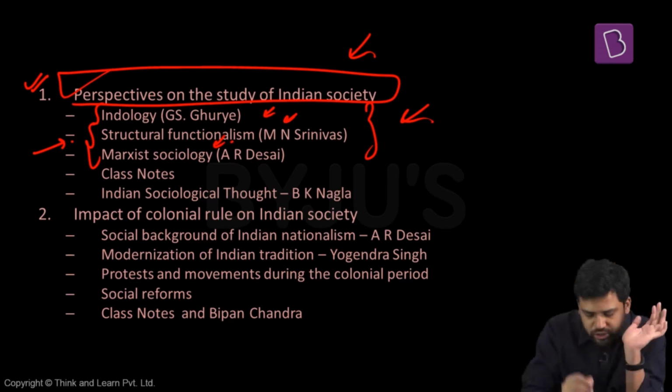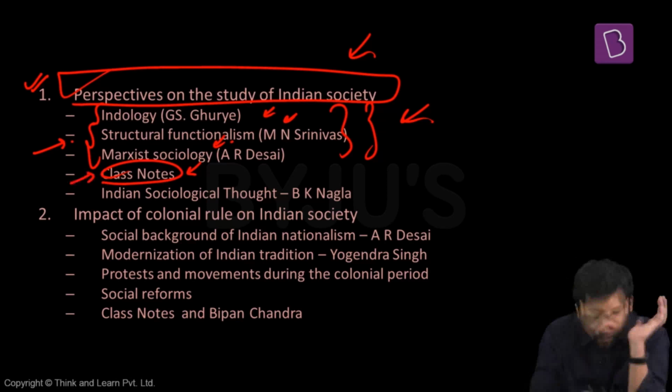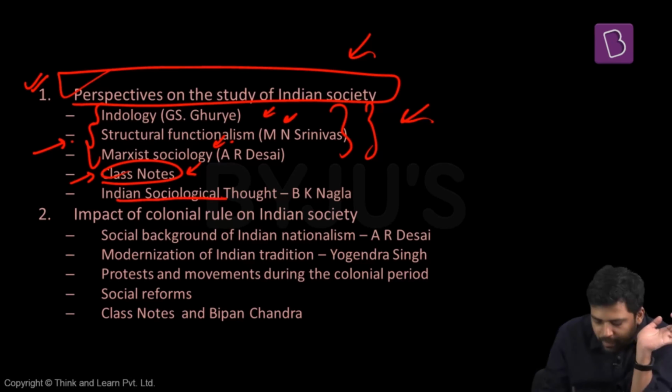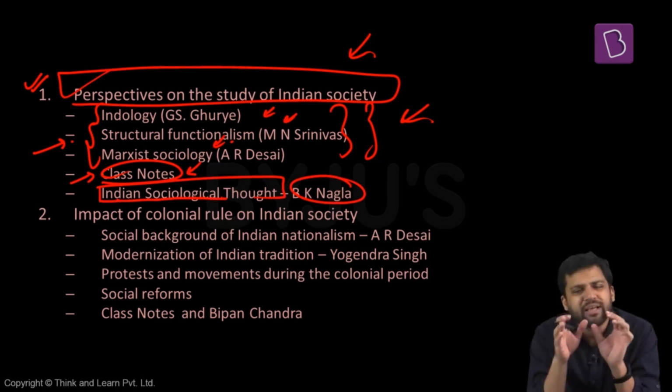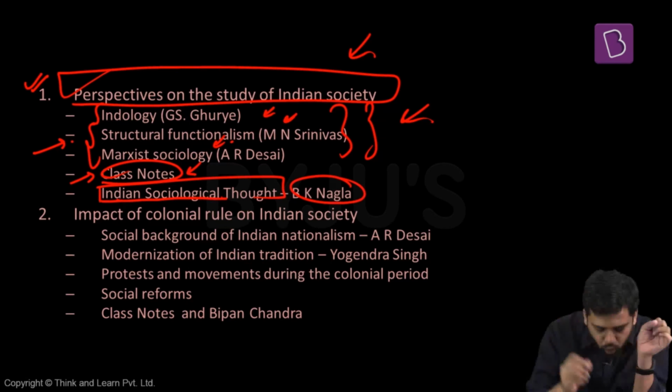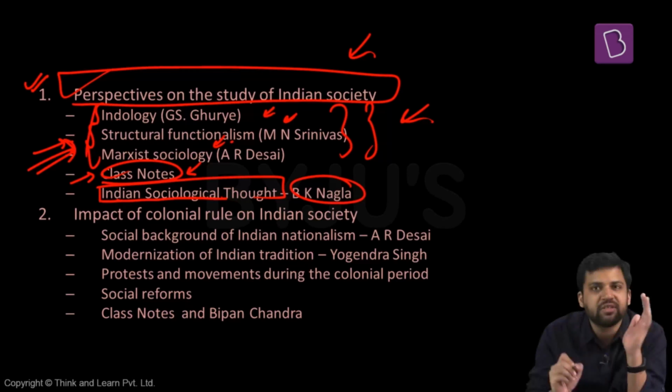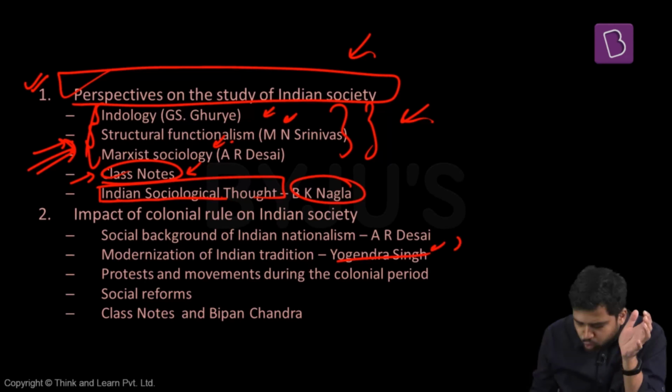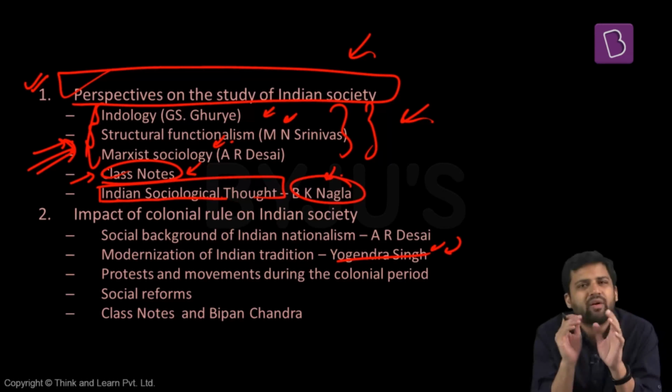How are we going to cover this? The first resource is your class notes. These three subtopics have been dealt with separately, so you will be referring to the class notes. Apart from that, there is one book by B.K. Nagla, Indian Sociological Thought. This book has different Indian thinkers, but you don't need to read the entire book, only those thinkers who are specifically mentioned here: Ghurye, Srinivas, Desai. And to some extent, you can also study Yogendra Singh, who is mentioned later on. So you can take this book, but don't go through all of it.